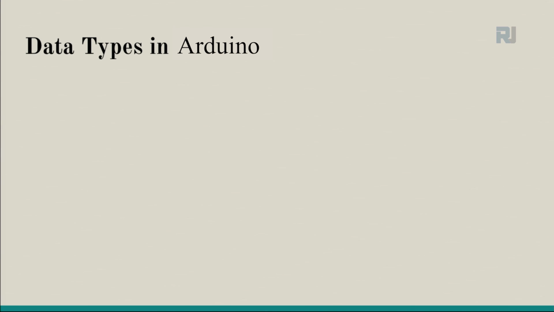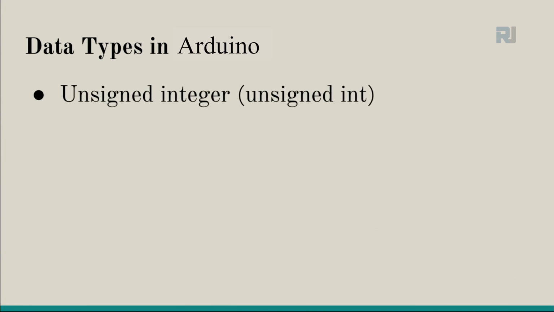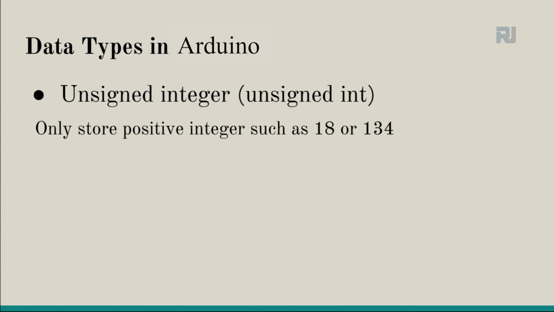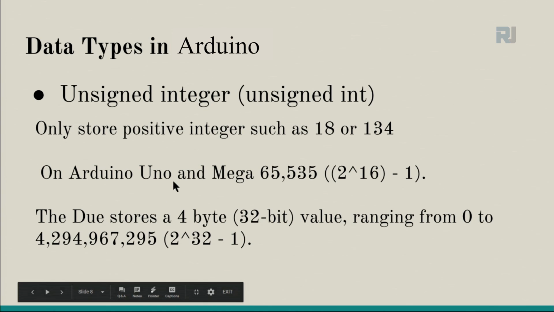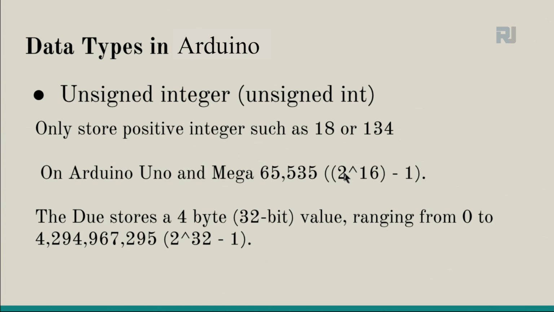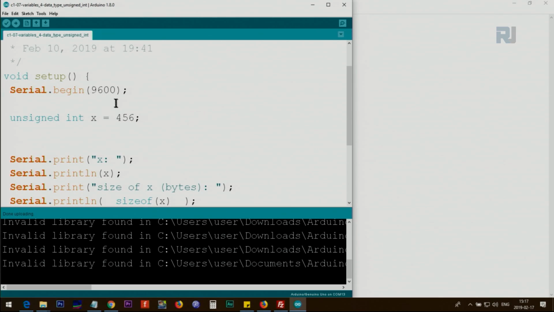Another data type that is used extensively is unsigned integer. It can store only positive integers such as 18 or 134. Because we don't have a sign to it, it occupies less space. In Arduino Mega and Arduino Uno, we have 2 bytes, which means 2 times 8 is 16. The maximum value that you can store is 65,535.